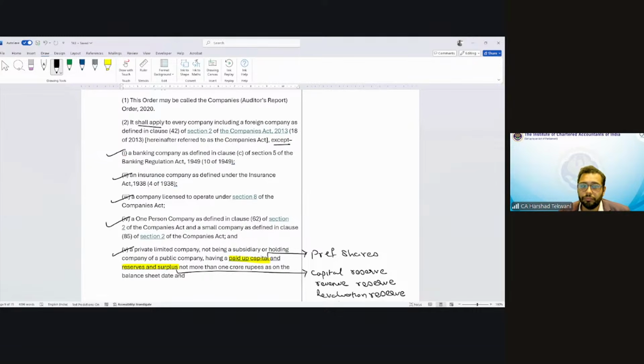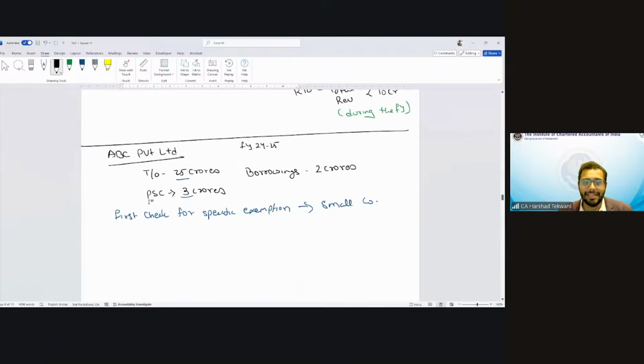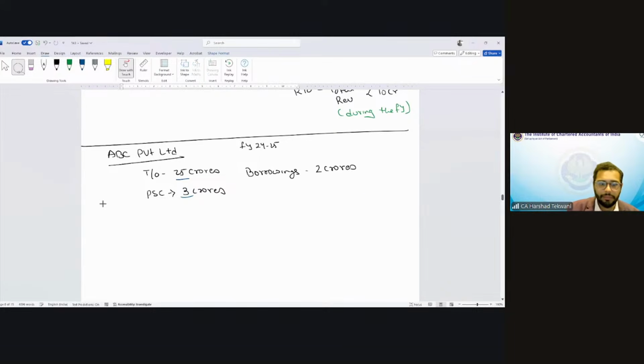Sir, so why is this clause of private limited company required? Why is this clause given? Simple answer. Let's say I'll change this example and we will understand why this clause is given. I'll remove this for the time being.